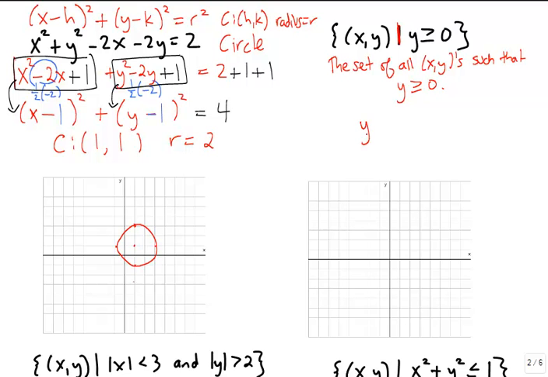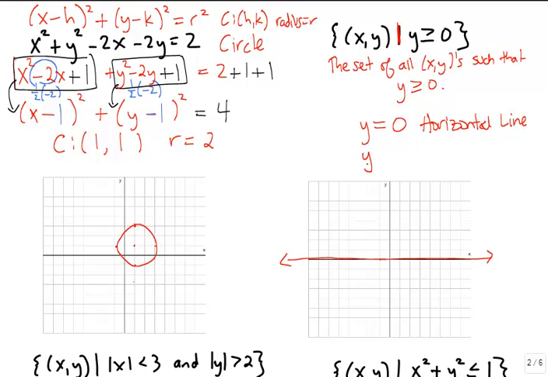What would it look like for y to equal 0? What does the graph of y equals 0 look like? What are all the points that have y being equal to 0? Well, y equals 0, you should know that that's a horizontal line. That's just the x-axis. So all the points on the x-axis have a y value that's 0. So there's y equals 0.